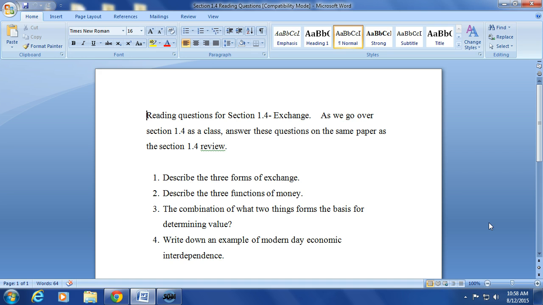So today we're going to go ahead and answer the reading questions for section 1.4, exchange. And we're going to be talking about exchange, the forms of exchange, and a couple other topics. So section 1.4 goes from page 15 through page 18. We're going to read that together, and we're going to answer these four questions.